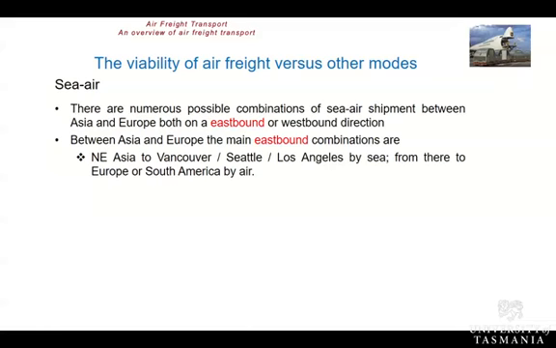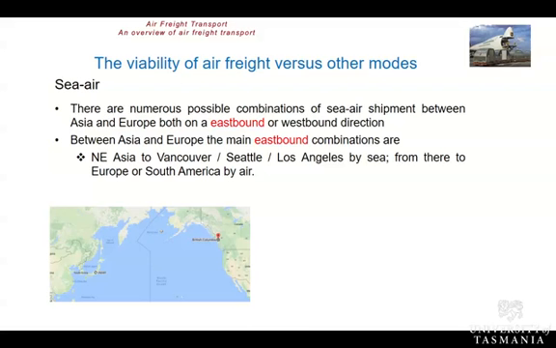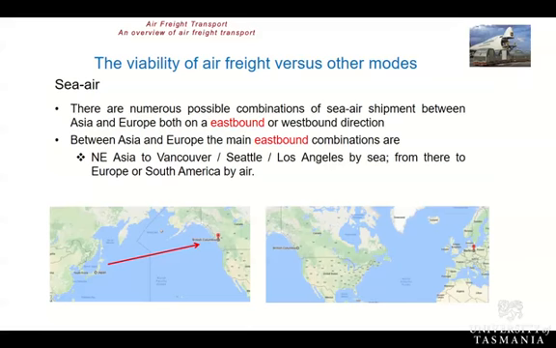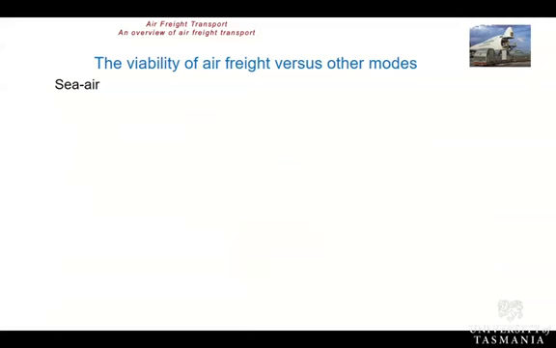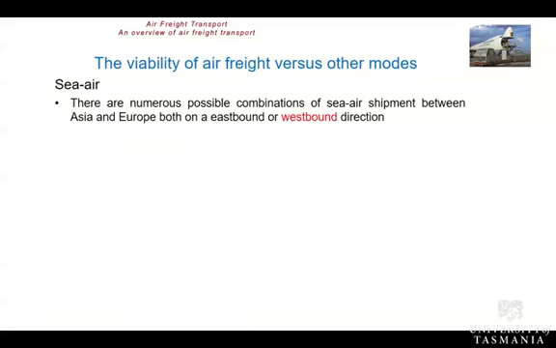The main eastbound combinations are somewhere in Eastern Asia, so it could be, for example, Japan, on to Vancouver, Seattle or Los Angeles by sea, and then from there directly into Europe. So that would be an example of using a sea-air combination, or down to South America, just depending on when you're sending the goods. Another sea-air combination would be westbound, so you're going back the other way.